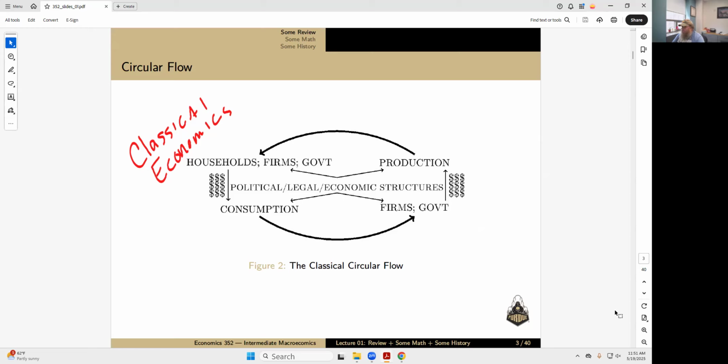And for a long time, basically from the publication of Wealth of Nations in 1776 up until essentially the Great Depression, this is roughly how we thought about the macroeconomy. This was sort of the extent of the complexity that we thought of in terms of the macroeconomy.